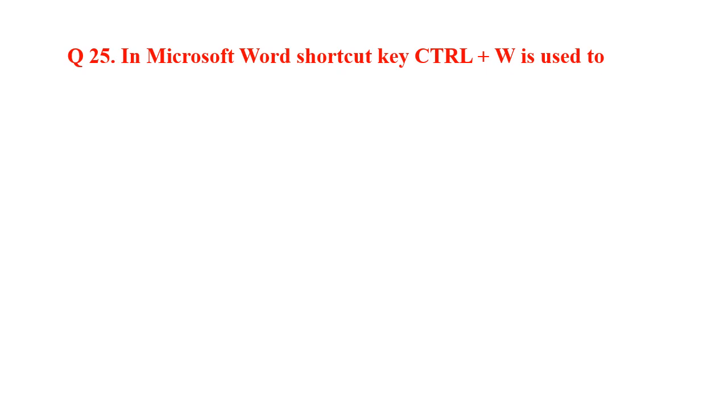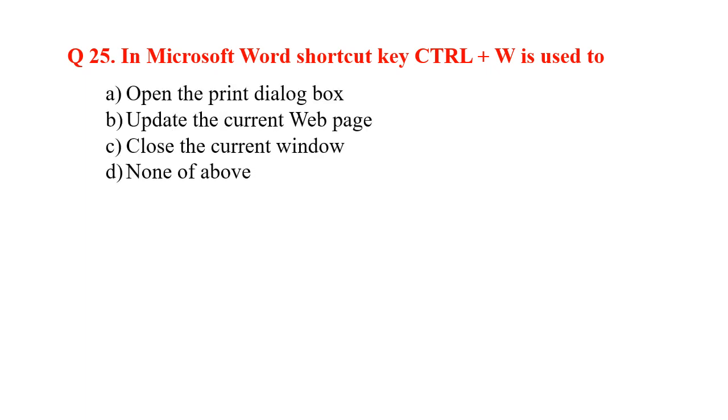Question number 25. In Microsoft Word, the shortcut key Ctrl plus W is used to, look at the options. Option A, open the print dialog box. Option B, update the current web page. Option C, close the current window. None of the above. The right answer is close the current window.